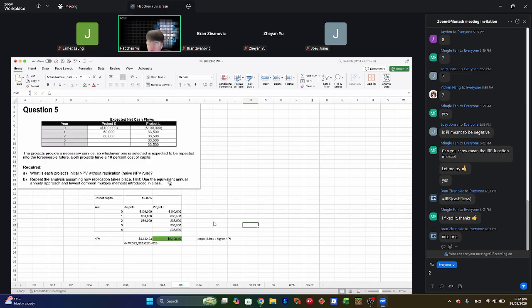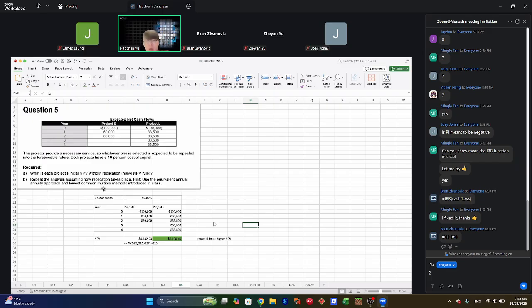The first one is called EAA, equivalent annual annuity. And the second one is called the lowest common multiple. So we have two methods, and I will show you these two later. But normally we recommend you use the EAA method because it is easier and much more convenient compared to the LCM method. Because with the LCM method, you may need to repeat the projects many times until you reach the common multiple.